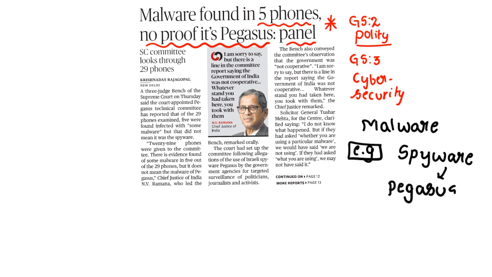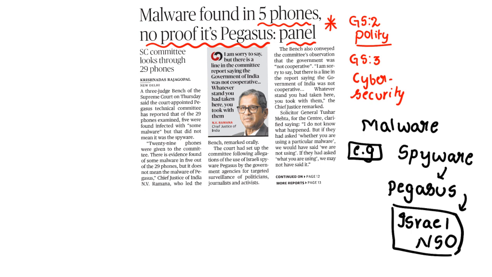Coming to Pegasus, it was developed in Israel. In Israel, there is one company called NSO Group. This company is running the Pegasus spyware. It clearly said it is going to give it to governments only. Clear? The company is strict that it is not going to be used for the harm of the people. The Pegasus spyware would be given only to government agencies.